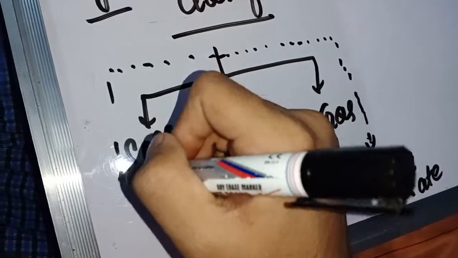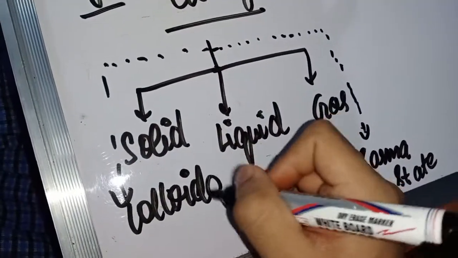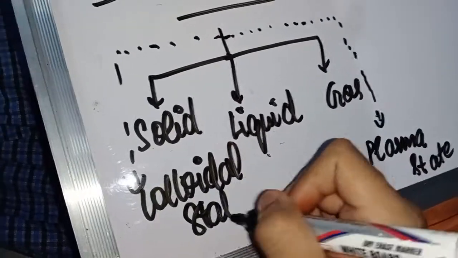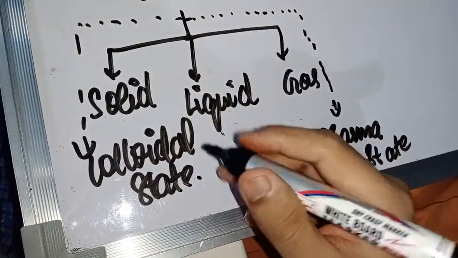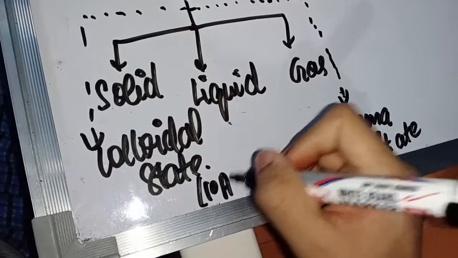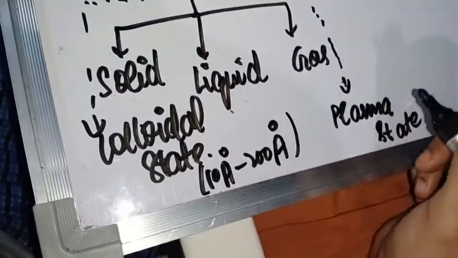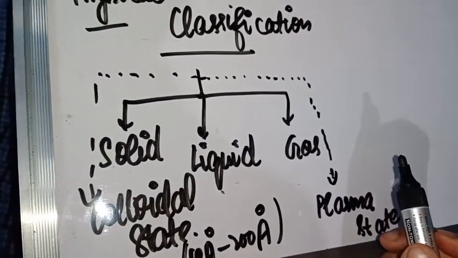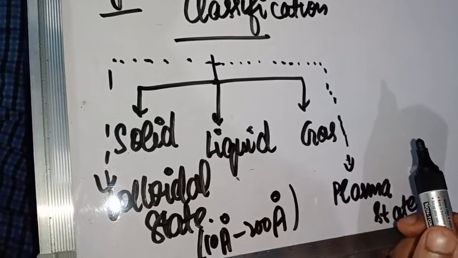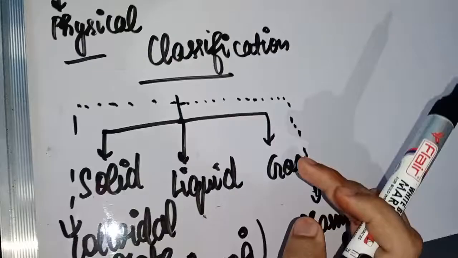I'm drawing a dotted line because they're not given in NCERT and they are not for board examinations. They are taught by very few people. So colloidal state and plasma state. Now you don't need to remember anything about these states. Just for your interest, I'm telling you that colloidal state is the state in which particles have a size of 10 angstrom to 200 angstrom, and plasma state is the one into which all the states of matter change under extreme conditions of temperature and pressure. You basically need to remember solid, liquid and gas only, which you already know.